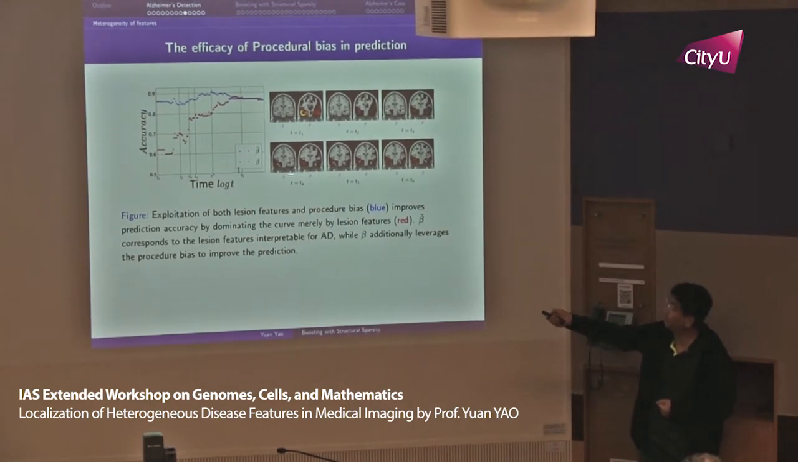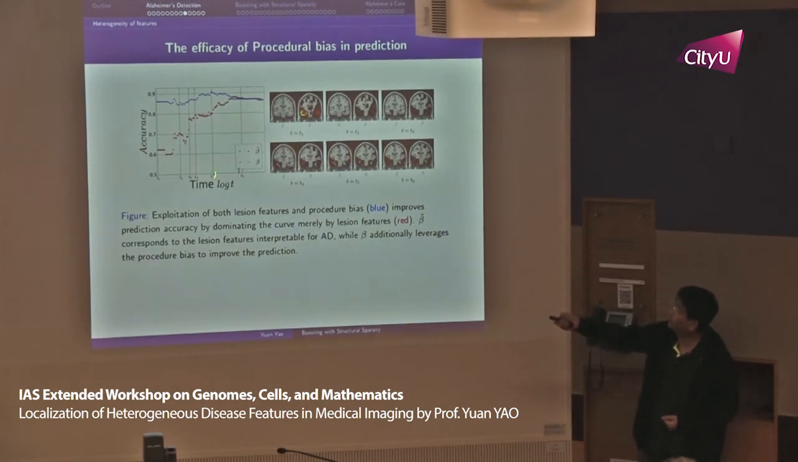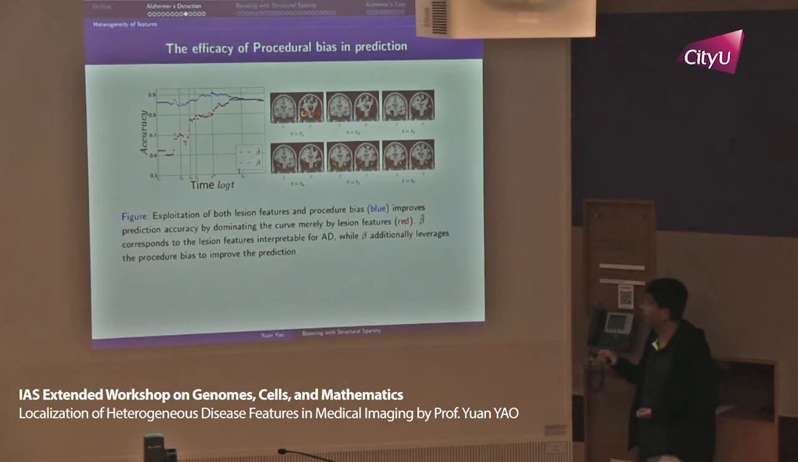So far you can see this is a family of models with different sparsity levels. I use time because later my algorithm uses a differential dynamical system to interpret this family of models. For the moment, every point on this x-axis refers to one sparse model. The pair of models either does not take any procedure bias or takes both features, and if you take both features, you reach a better prediction performance. In fact, this highest point means you take both lesion feature and procedure bias, which is much better than the best model using just the lesion feature. That's the rough picture. I will come back to the details of how to interpret this algorithmically.